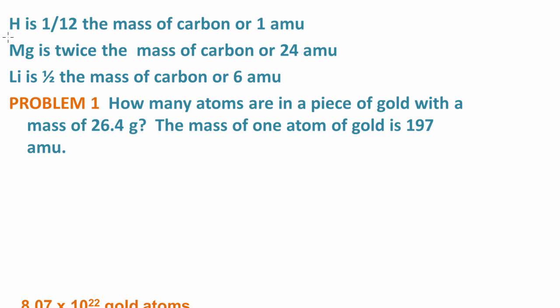So it turns out a hydrogen atom is 1/12 the mass of carbon, or it's 1 atomic mass unit. Magnesium is twice the mass of carbon, or 24 atomic mass units. Lithium is 1/2 the mass of carbon, or 6 atomic mass units.